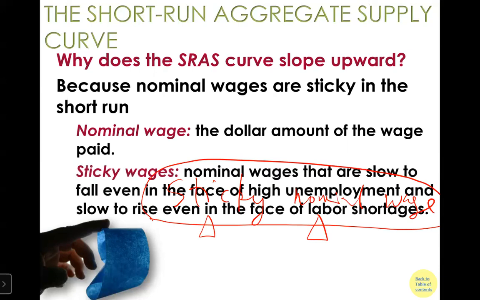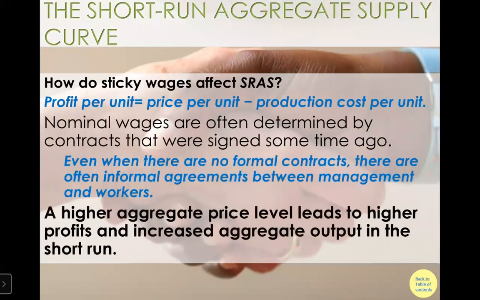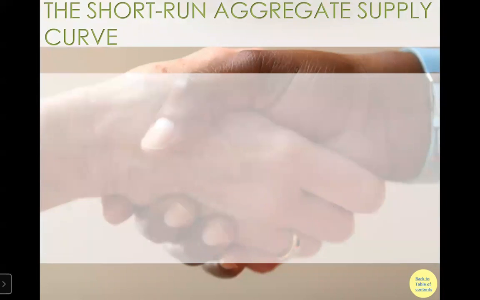In the next slide, I'm going to show you why this sticky wage affects short-run aggregate supply. The key comes from business decision-making. Let me write down: for the business, what they really care about is profit. Let's use pi to denote profit, and it's profit per unit. So profit per unit is equal to the sale price or revenue, let's just use P, the price of the unit, minus the cost per unit. The cost includes two things, so let me separate them.